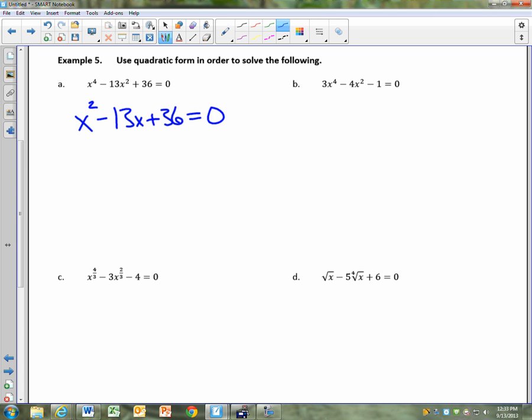We say it has quadratic form because the front exponent, 4, is twice the middle exponent, 2. And then there's a constant on the end. So like x to the sixth minus 13x to the third plus 36 also has what we call quadratic form, meaning we can factor it. We can even use a complete the square method. We can use a quadratic formula.